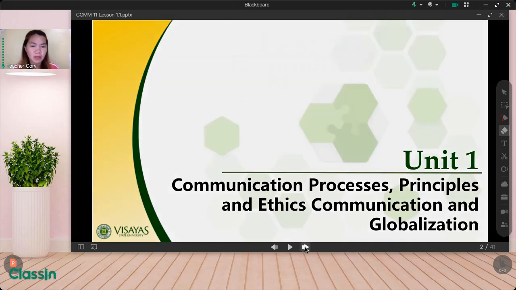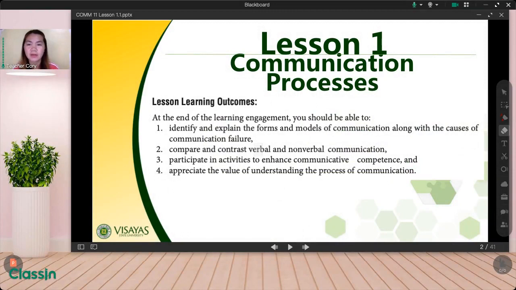So let me start. These are the expected learning outcomes. At the end of this lesson, you are expected to be able to identify and explain the forms and models of communication along with the causes of communication failure. So we also have to know the different forms, the different ways of communicating, the different models that represent the processes involved in different communication settings, and also the noises that cause communication breakdown.